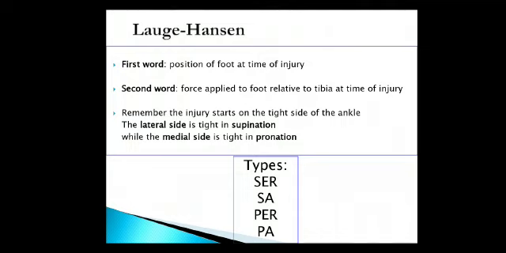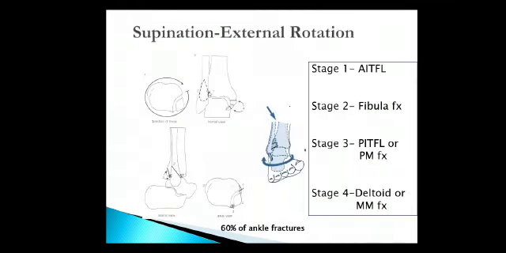So for classification, there is the Lauge-Hansen classification, which basically has two words. The first word shows the position of the foot at the time of the injury. The second word shows the force applied to the foot relative to the tibia at the time of injury. And remember, the injury starts on the tight side of the ankle first, and the lateral side is tight in supination, while the medial side is tight in pronation. So based on this, we will have supination external rotation, supination adduction, pronation external rotation, and pronation abduction.